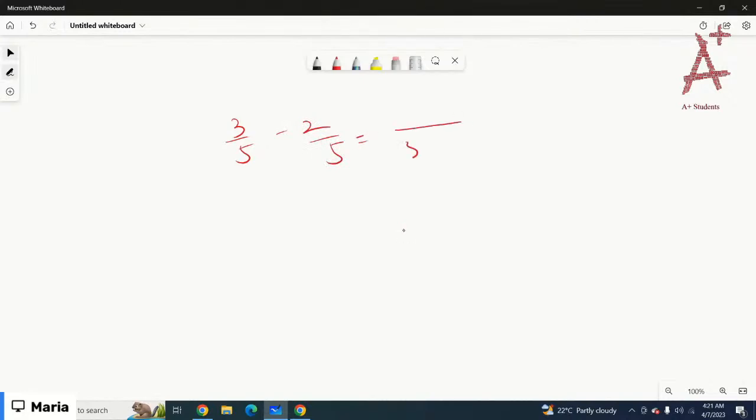So they have the same denominator. Just subtract 3 minus 2. So 3 minus 2 is 1. So it would be 1 over 5. Got it? So the correct option is 1 over 5.